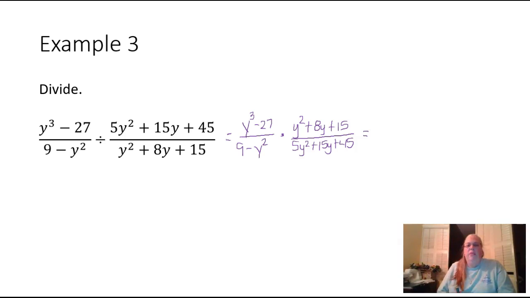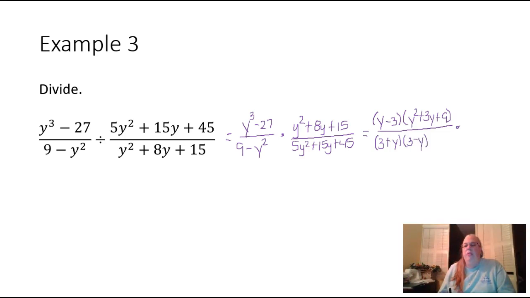All right. In the first one, I have y to the third minus 27. This is a difference of 2 cubes, and that factors into y minus 3 times y squared plus 3y plus 9. In the denominator, I have 9 minus y squared. That's a difference of 2 squares because 9 is a perfect square and so is y squared. So this factors into 3 plus y and 3 minus y.